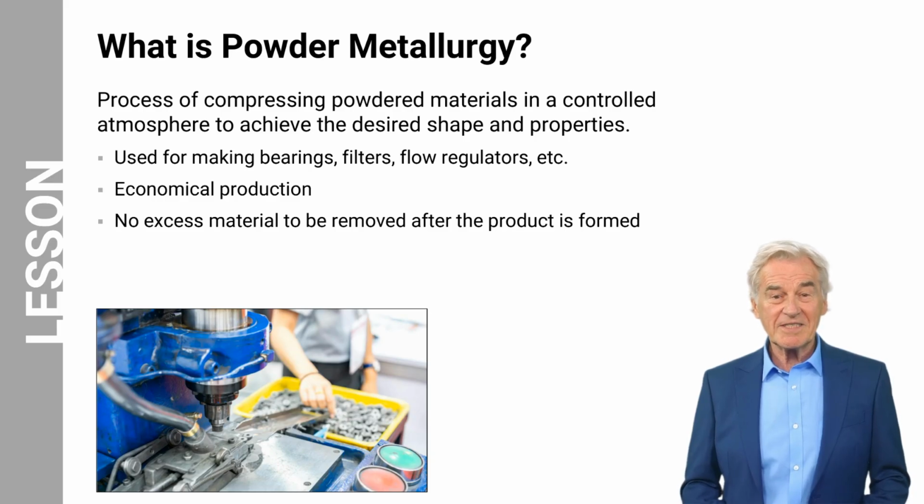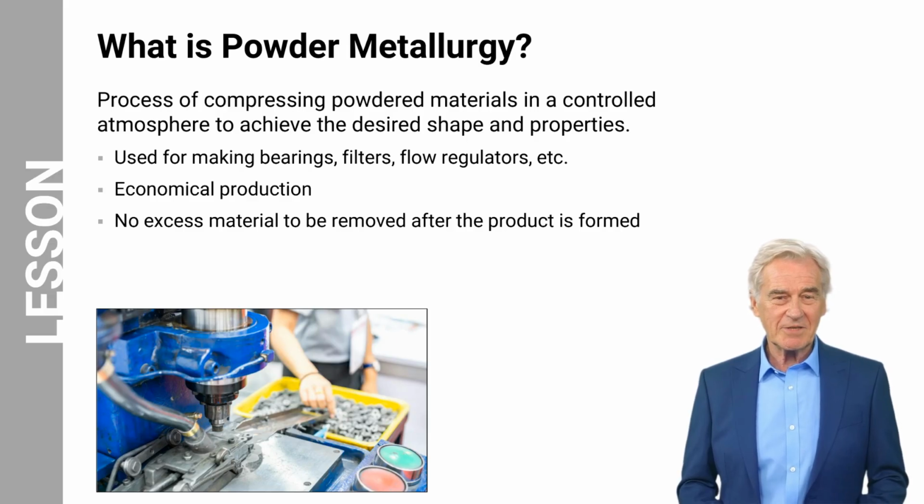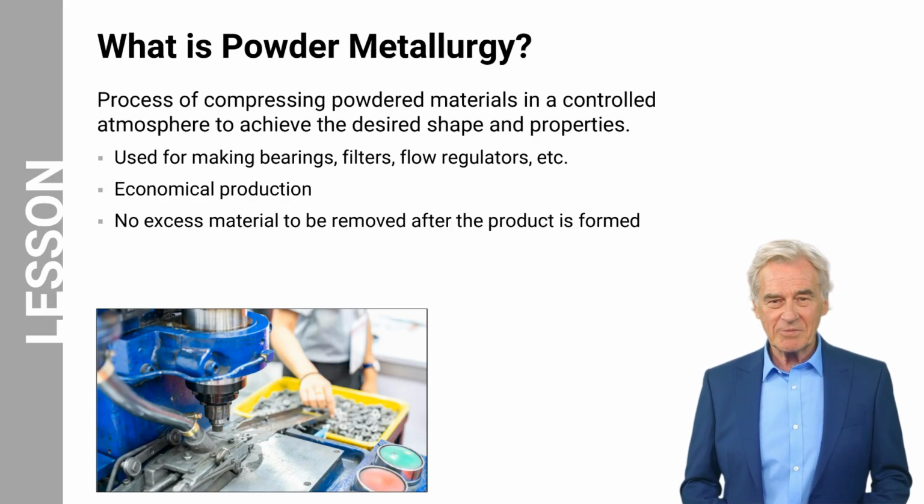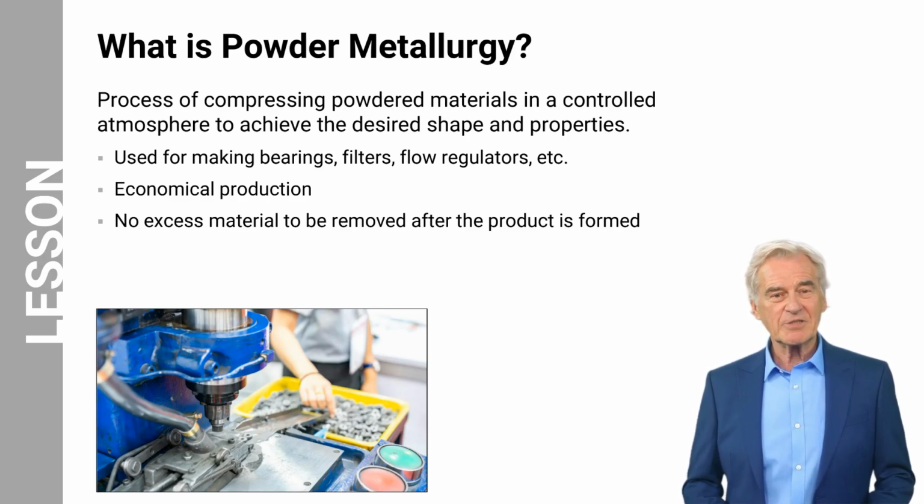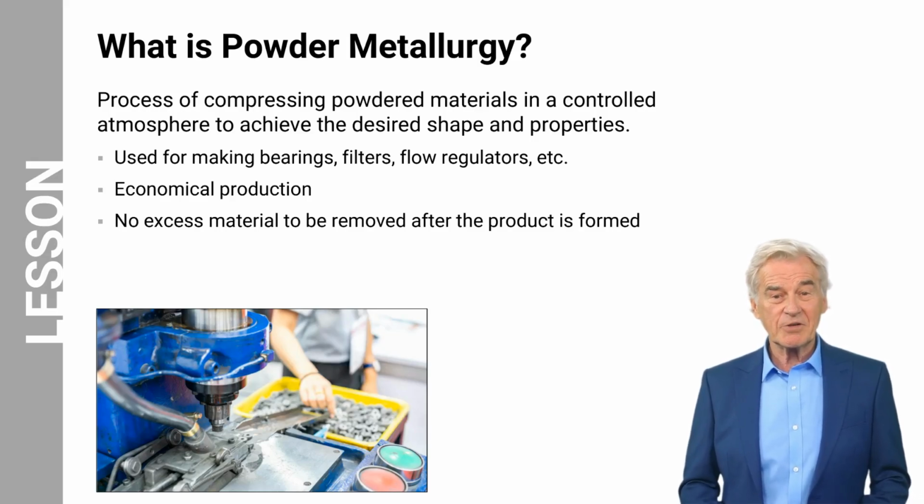Powder metallurgy is the process of compressing and heating metal powder in a controlled atmosphere to produce a product with the desired shape and properties. The metallurgy process produces products like bearings, filters, and flow regulators. Products required for specific applications can be produced economically using powder metallurgy because no excess materials need to be removed after the product is formed.